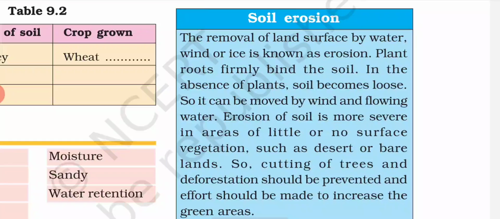Now, this erosion is more severe in areas where plantation is very little, or in a desert region. In any area where plantation is very little, the rate of soil erosion will also increase. So the cutting of trees and deforestation should be prevented, and efforts should be made to increase green areas. Because plants are able to hold more soil, we have to promote afforestation and decrease deforestation. By using these techniques, we can easily reduce soil erosion.